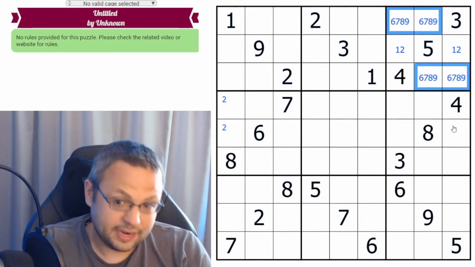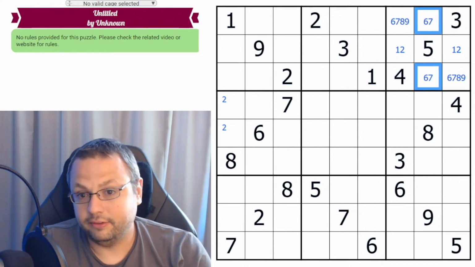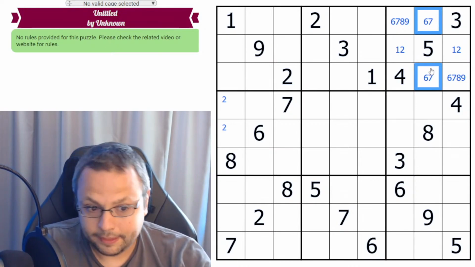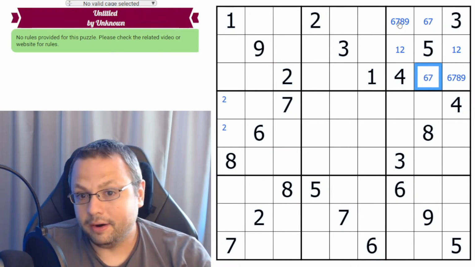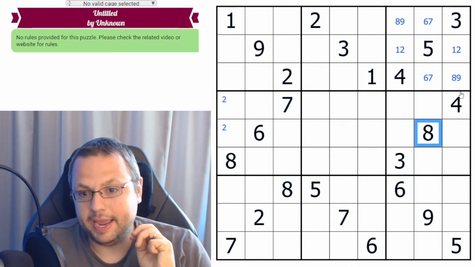And so now 6, 7, 8, 9 is what's left. But I see this 8 and 9. Look at those 2 cells. So these 2 cells aren't 8 and 9. They're 6, 7. But that now gives me a pair of 6 and 7. So these are not 6, 7. Those are 8 and 9.